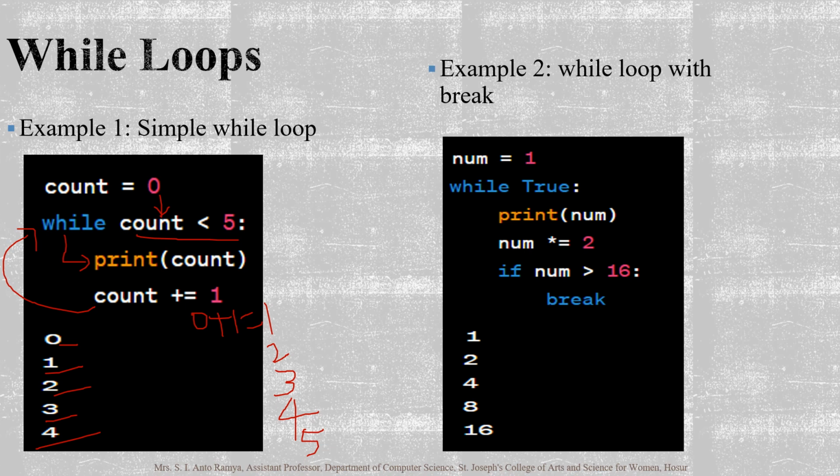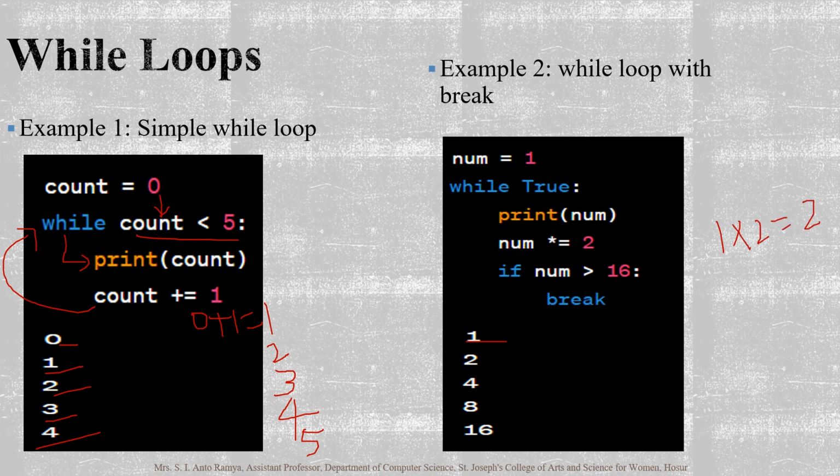The next example is the same while loop using a break statement. Num is equal to 1, while true. Obviously 1 is true, so come inside, print num. Here 1 has been printed. Num into is equal to 2, so if you expand this, it is num is equal to num into 2. So 1 into 2 is going to be 2.